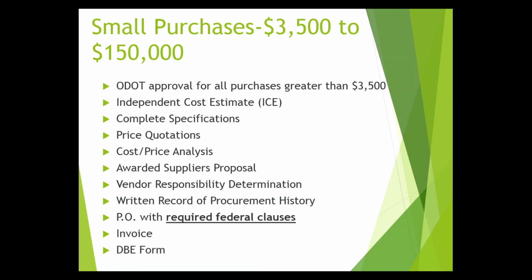Here's the area that we're going to spend most of our time on today. Small purchases are between $3,500 to the simple acquisition threshold of $150,000. For this, the list starts to get longer of what you need. As the level of procurement goes up, so do the documentation requirements. Required federal clauses must be included with all POs at the small purchase level. This is different from micro. We don't need that for micro.